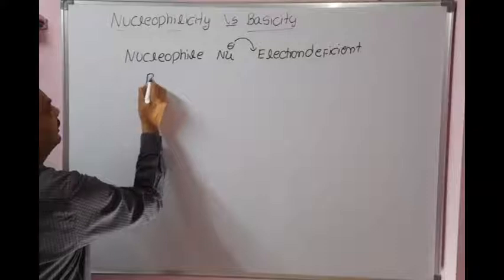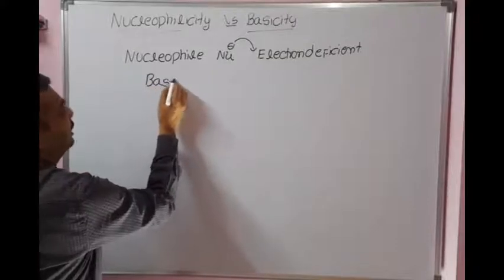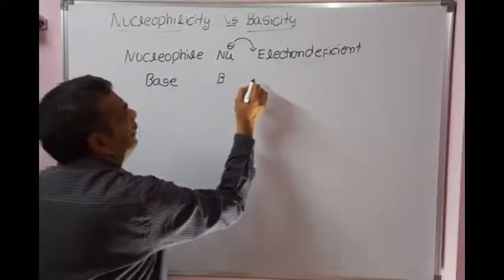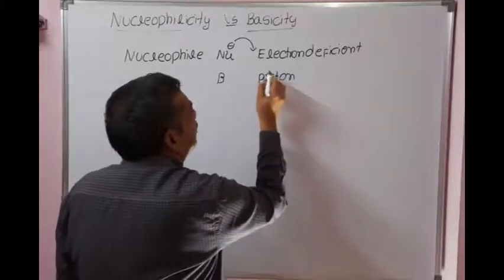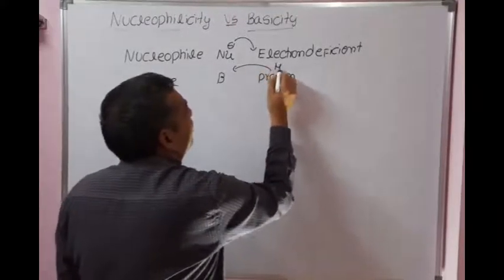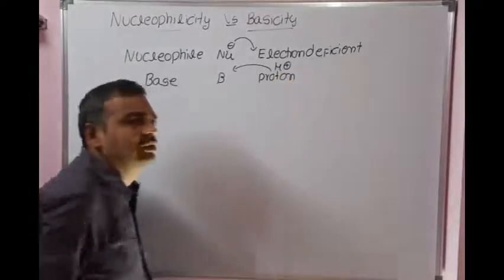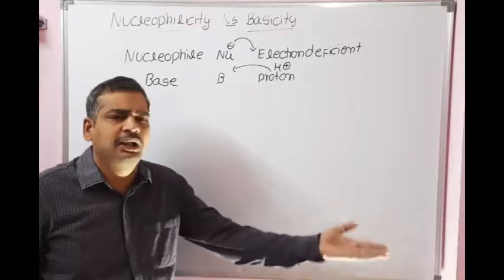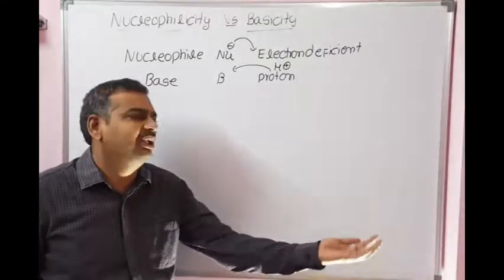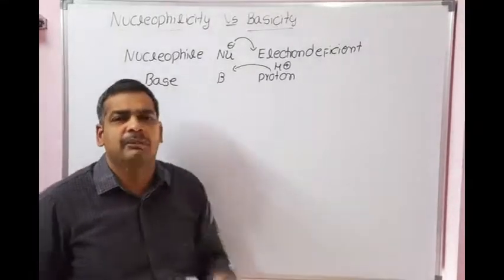Whereas a base, see the difference, will abstract a proton from another molecule. See the difference: a nucleophile is electron rich and attacks an electron deficient atom, whereas a base abstracts a proton from the other molecule.